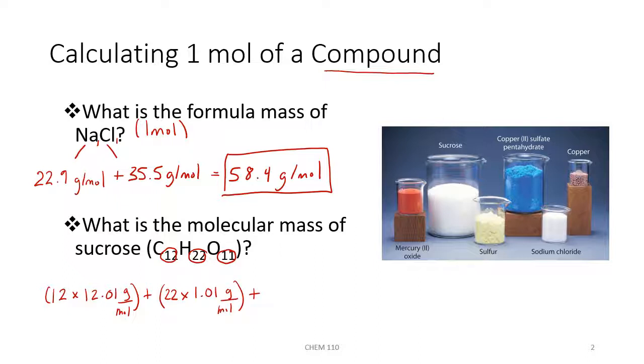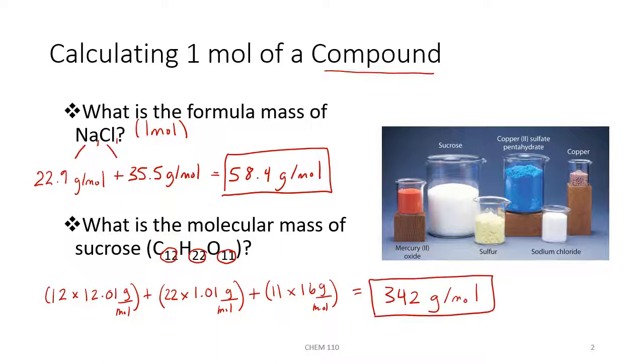And lastly, we're going to add our oxygen, which we have 11 oxygen atoms, times the atomic mass of oxygen, which is about 16 grams per mole. And if we calculate that, that'll give us the molecular mass of sucrose, which we should get about 342 grams per 1 mole of sucrose. So whenever we have a compound, we actually have to calculate either the formula mass or molecular mass.